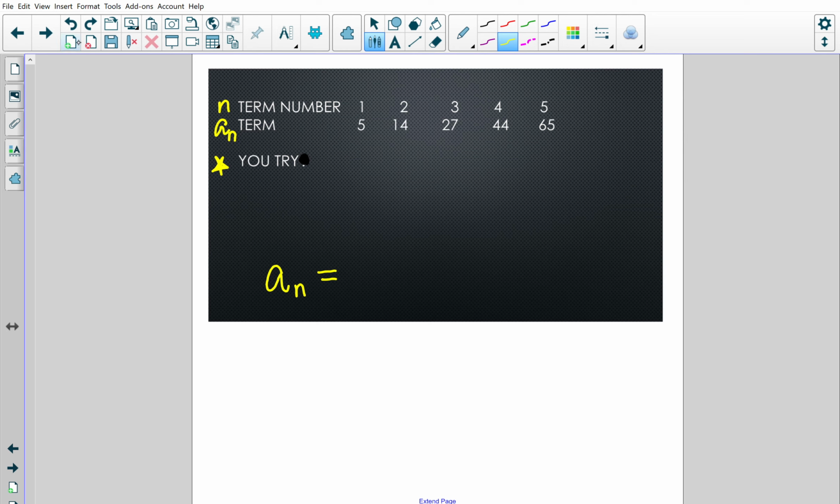Okay, so this is the end of finite differences. So hopefully you now have a new tool for writing an explicit form for polynomial patterns that you cannot see intuitively. See you in class.